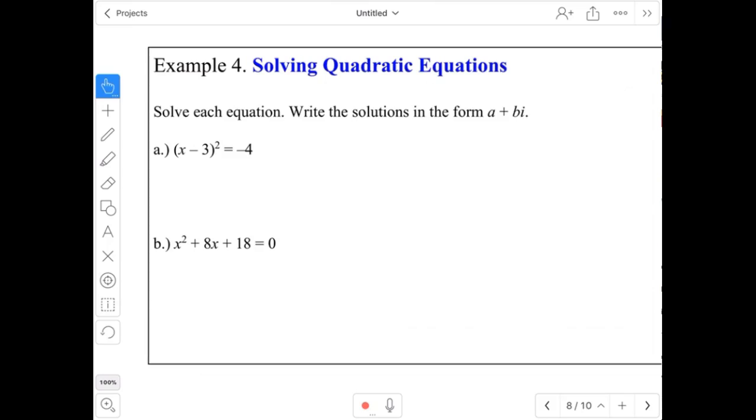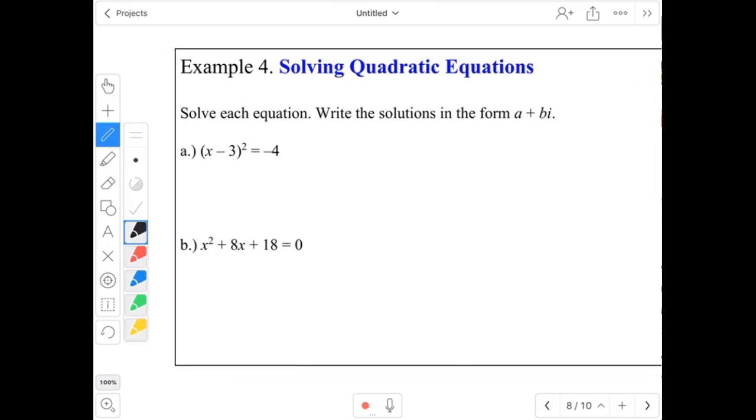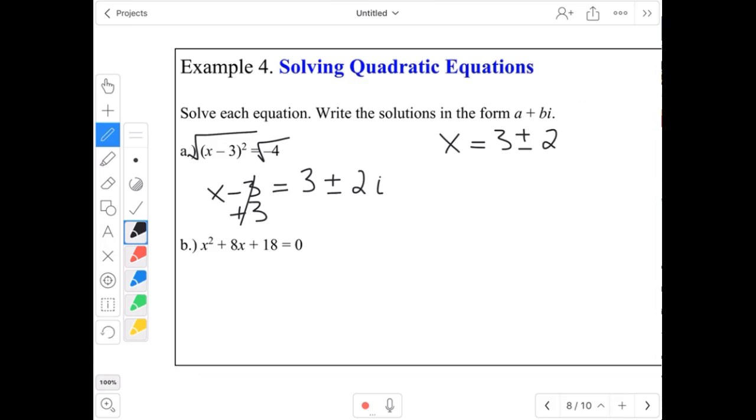Solve each equation, write the solutions in the form of a plus bi. So this would be solving any of our quadratics where we are taking a square root of a negative. So to solve that, we have to take the square root of both sides. Now we have x minus 3 is equal to plus or minus 2i. We're going to add 3. So x is equal to 3 plus or minus 2i.